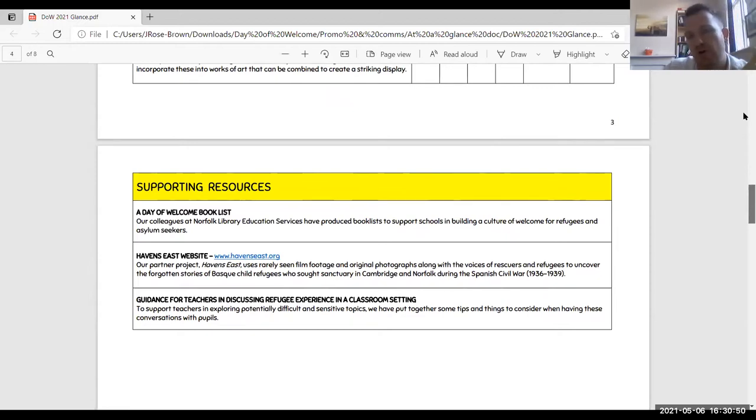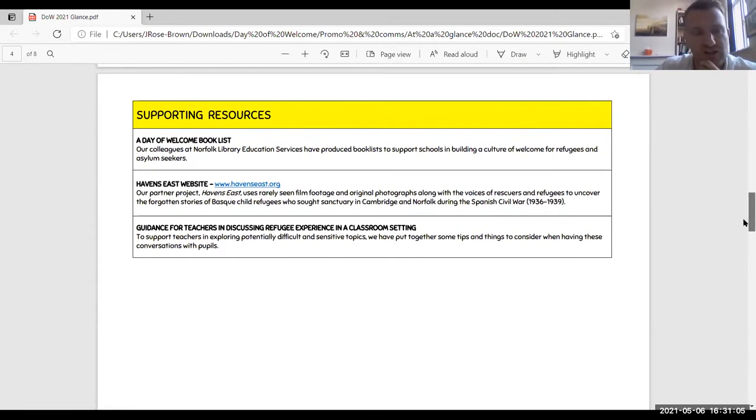and a link to the inspiration for some of our new resources this year, which is the Havens East project, which uncovers the experiences of Basque child refugees who came here fleeing the Spanish Civil War. It's a really good, interesting, fascinating story. I encourage you to have a look at the website.